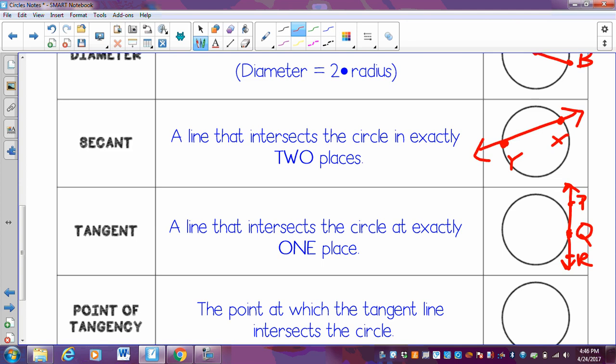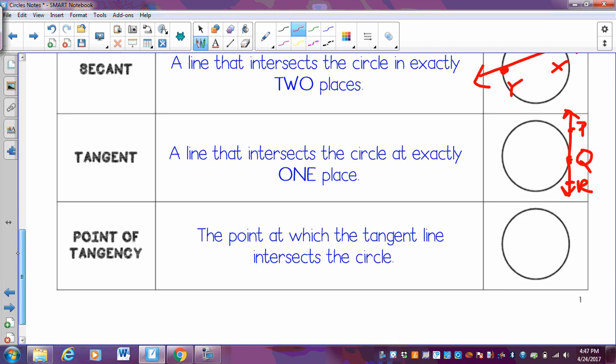So when people go off on tangents, they find one thing to talk about and then they talk about it for a long time, while this is meeting the circle at 1 point and then going off on something different. So that's kind of a silly way to relate, but it doesn't make that much sense. Anyway, that's a tangent line.